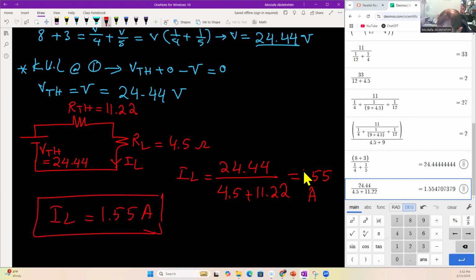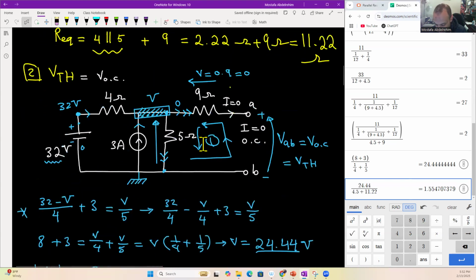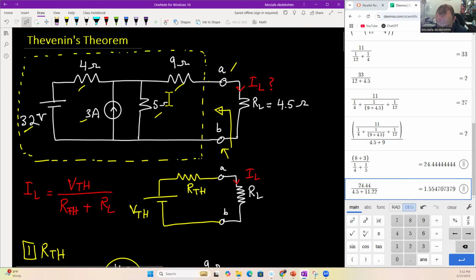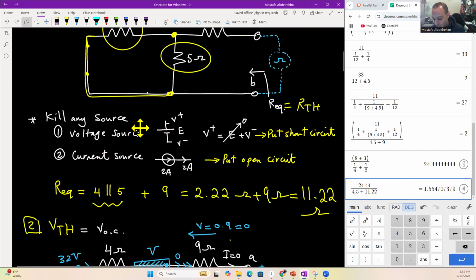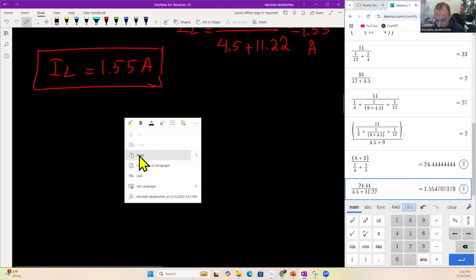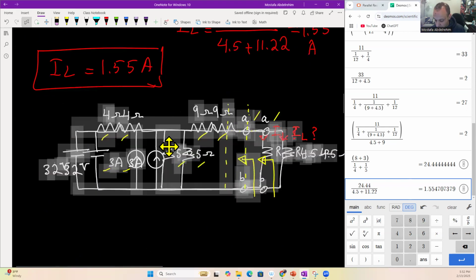Good. Now, we found our I load. So let's now check our solution. Let's resolve this question again using just Ohm's law, Kirchhoff's current law, and so on. The basics, the principles. Let's take our whole circuit now. There is no equivalent or anything like that. We're going to solve it using Kirchhoff's current law and Ohm's law.